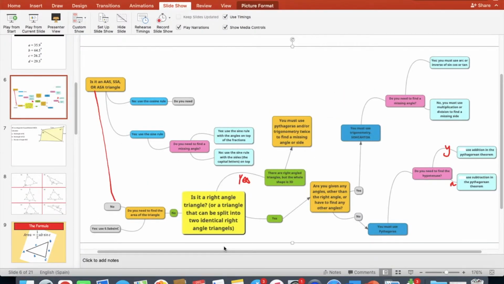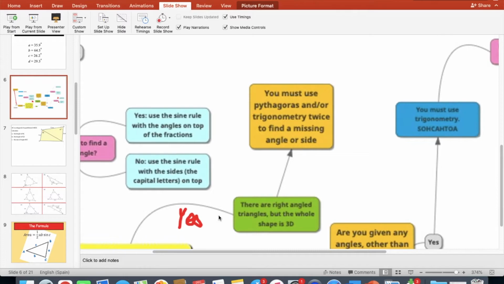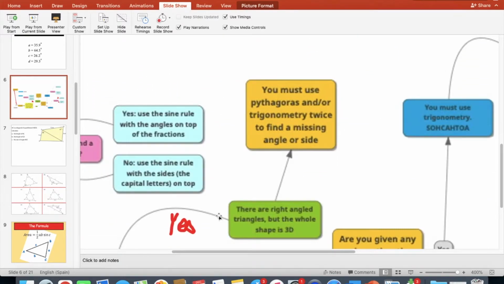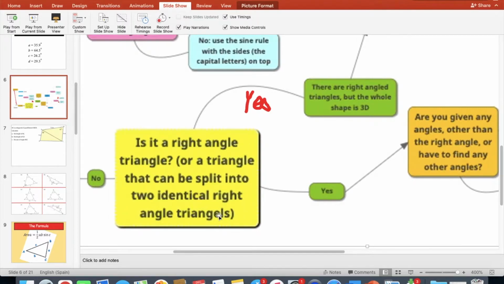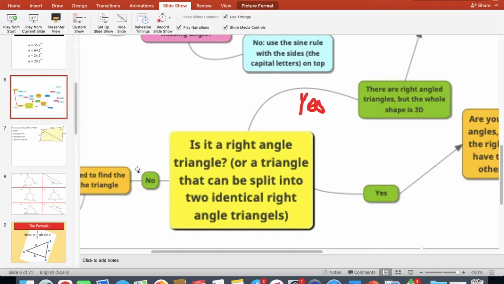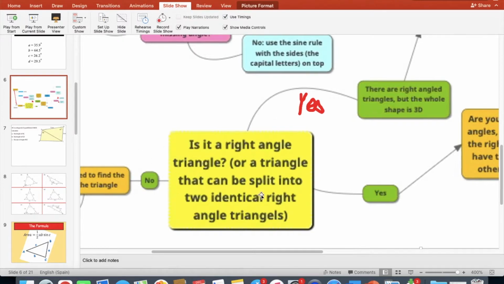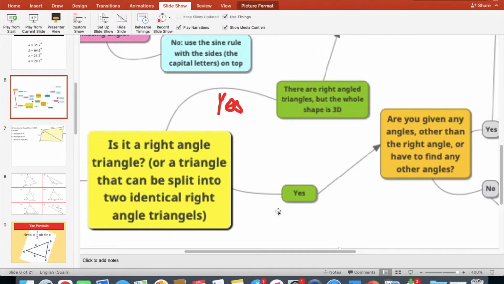Next up, we're going to have a look at a diagram which shows you how and when to use the sine, cosine, trigonometry and Pythagoras rules. So let's go into the diagram. Let's look at the first question. Is it a right angled triangle? The key thing to remember is that with cosine and sine rule, we are not using a right angled triangle, but for trigonometry and Pythagoras, yes, it needs to be a right angle.